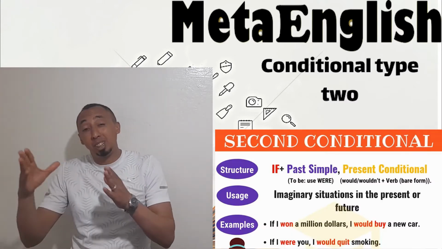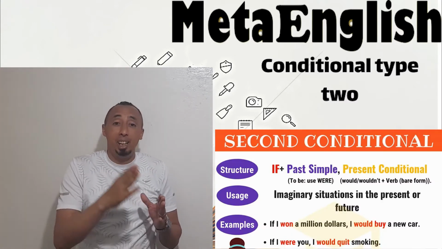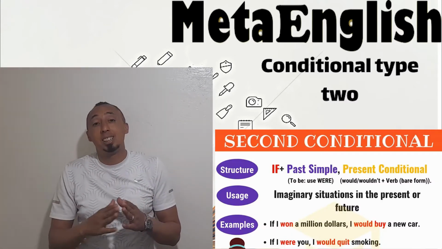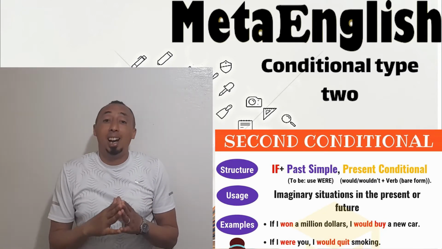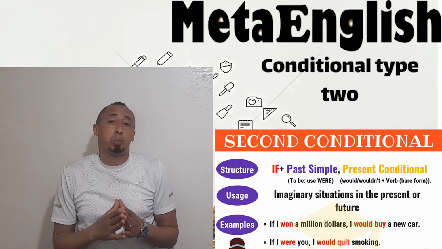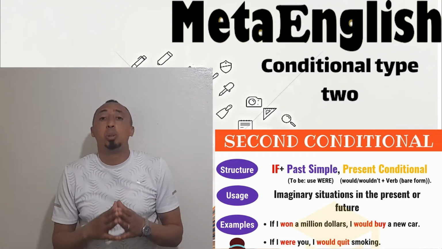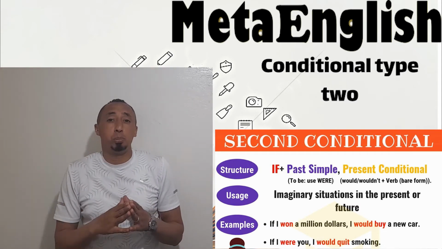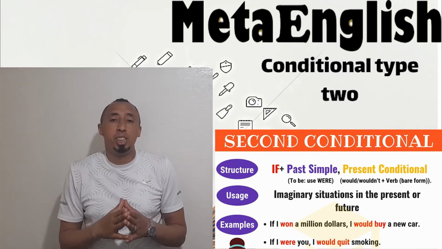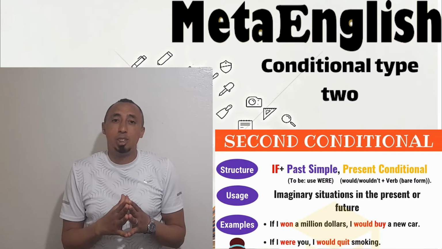The form of the conditional type 2 is if plus simple past, plus would plus infinitive. And we use it in order to express hypothetical situations or impossible things about the future or the present, or imaginary situations. That is the use.